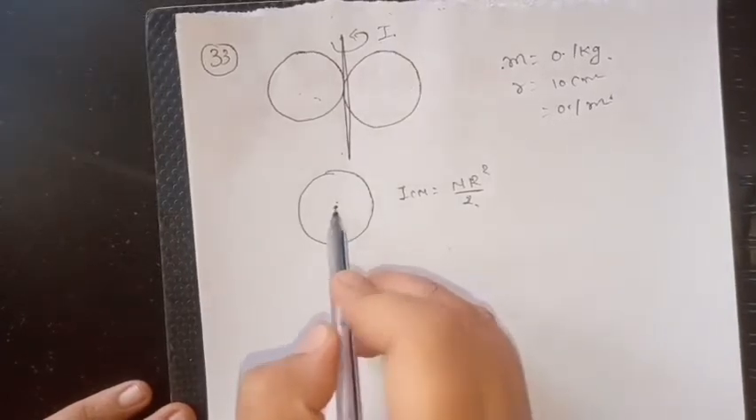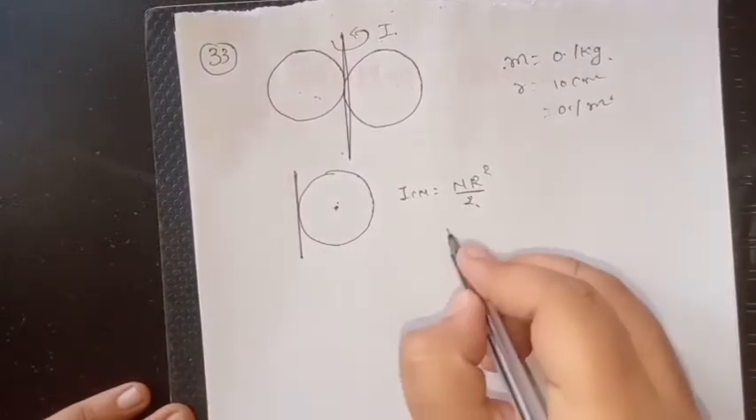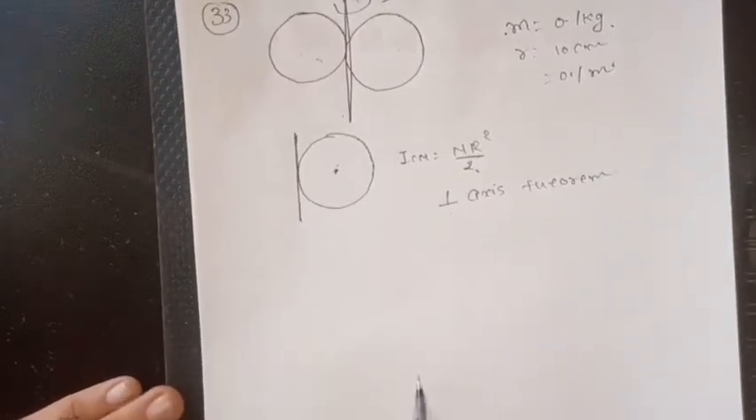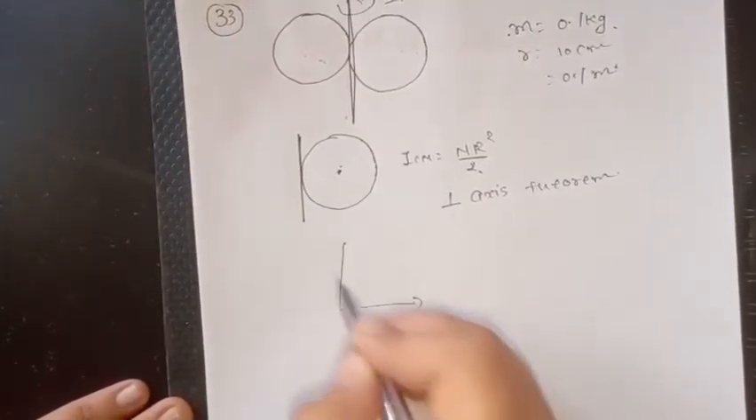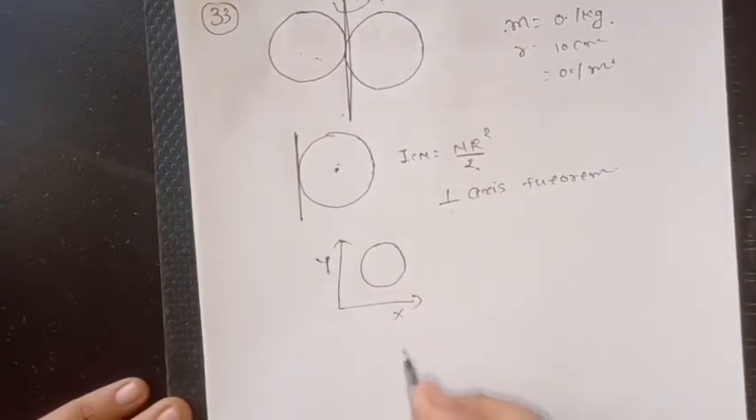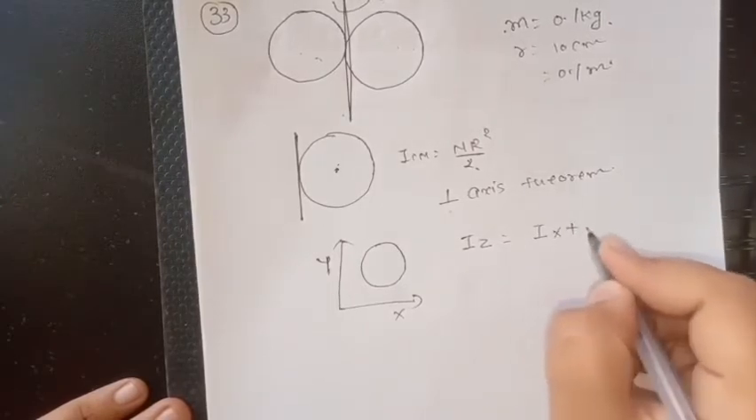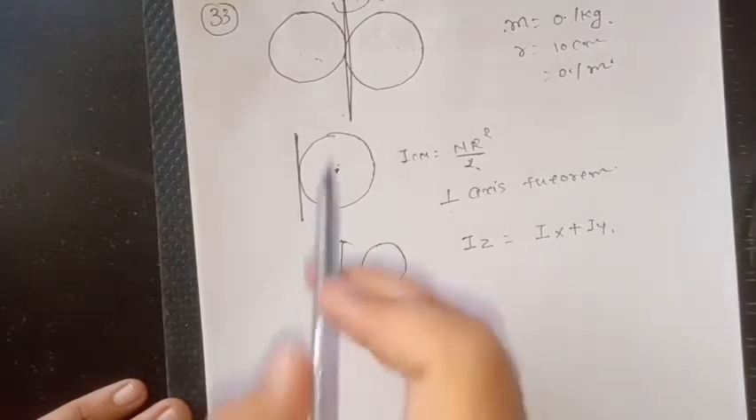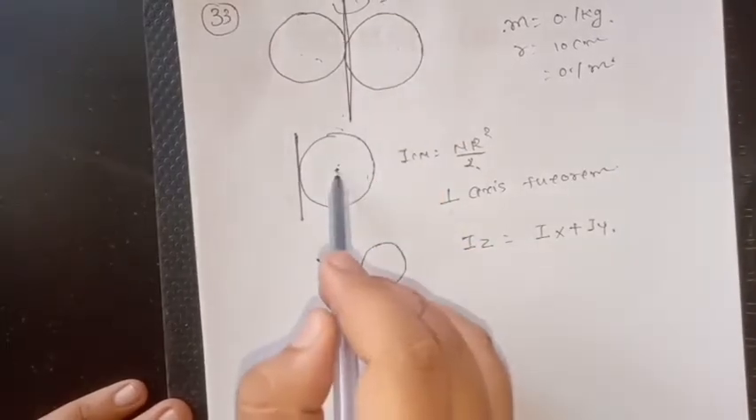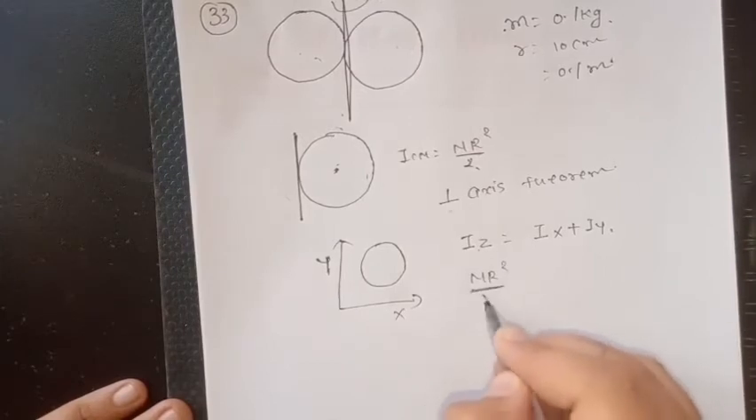Now we want to find the moment of inertia about this tangent. First we will use the perpendicular axis theorem. According to the perpendicular axis theorem, if any two-dimensional object is kept in the xy plane, then the moment of inertia about the z-axis is equal to the moment of inertia about the x-axis plus the moment of inertia about the y-axis. Here we are assuming that these discs are kept in the xy plane. We know the moment of inertia about the z-axis, so Iz is mr square by 2.